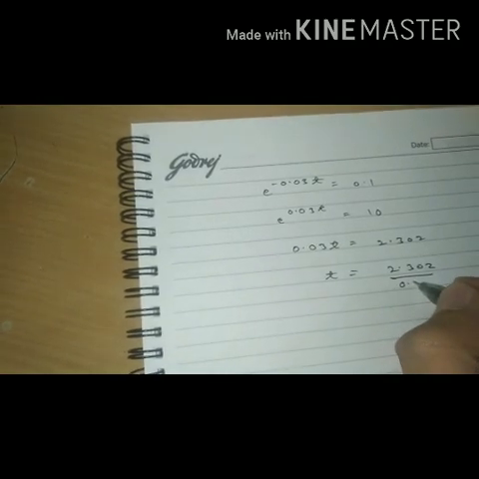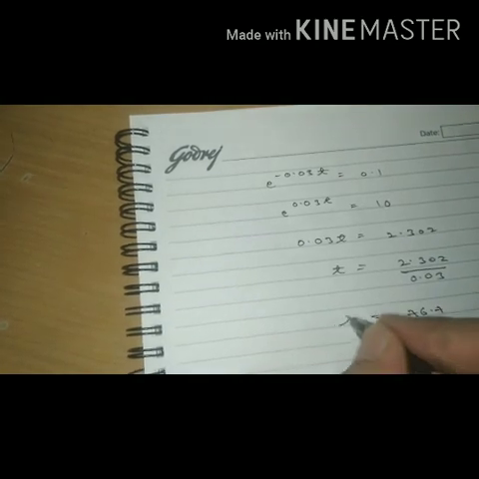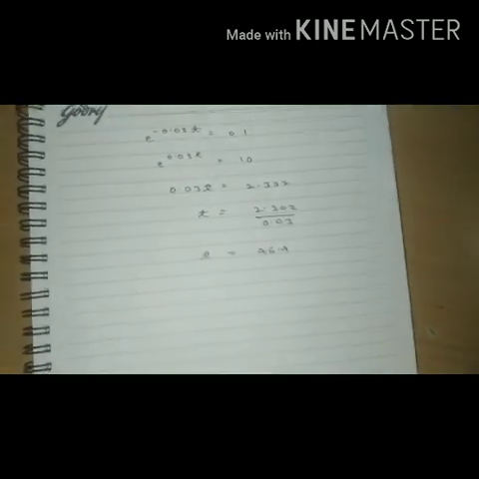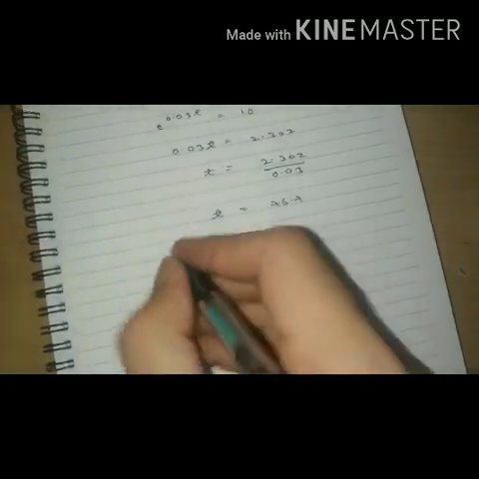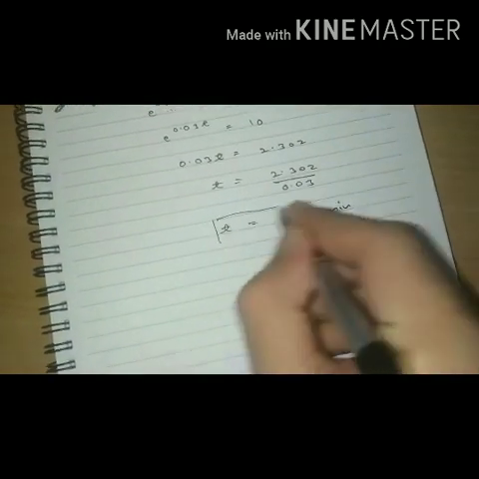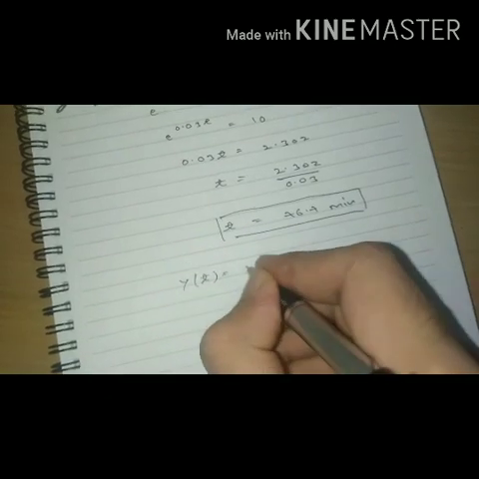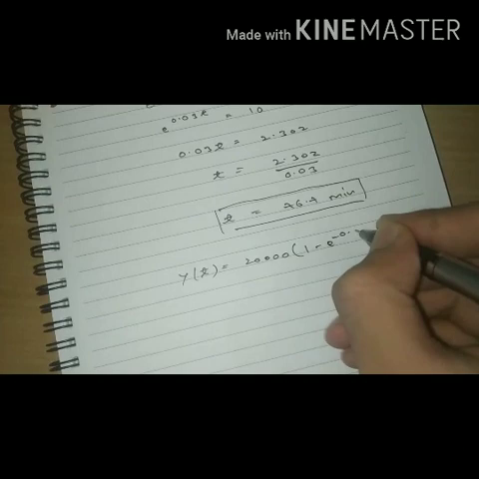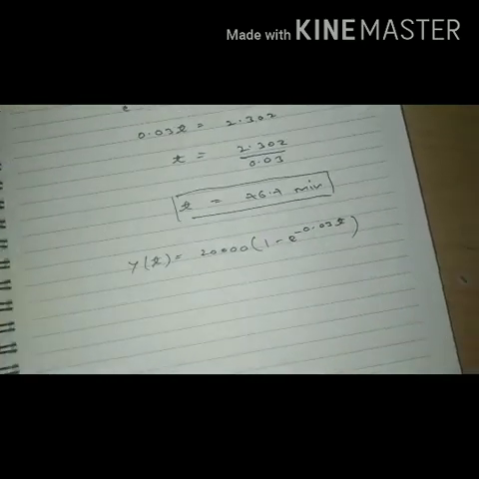So t equals 2.302 by 0.03, which is 76.7. So the time required to reach 90% concentration of fresh air is 76.7 minutes. I will write the concentration equation again: 1 minus e to the power minus 0.03 t. Thank you. This is the solution of question 1.